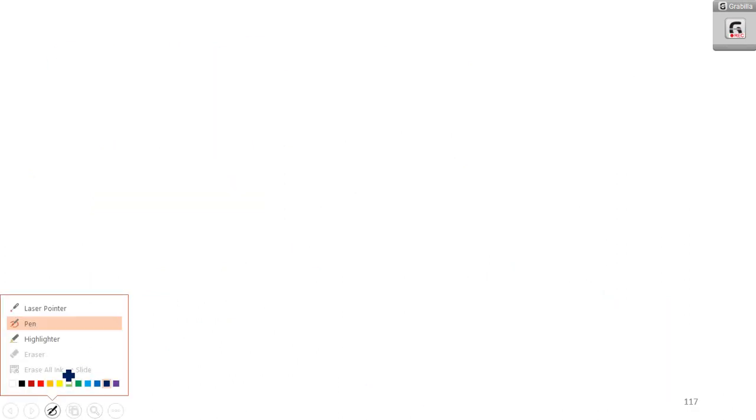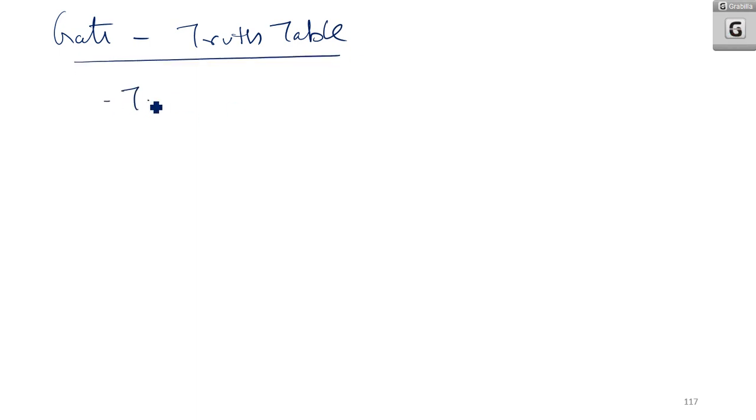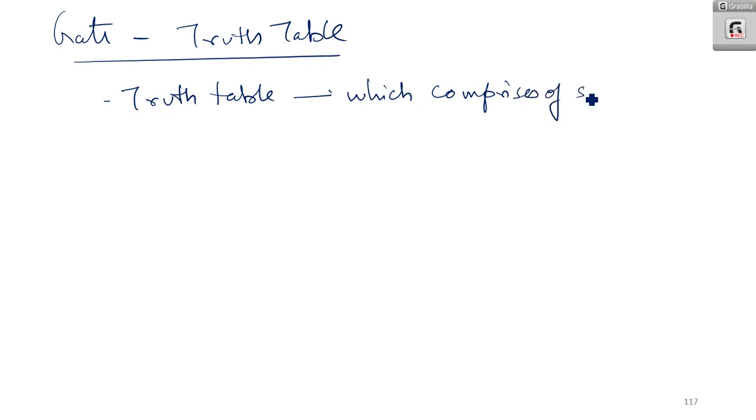another part which comes in a gate is the truth table. So what is basically a truth table? A truth table is a table which comprises the state of the input and the state of the output.